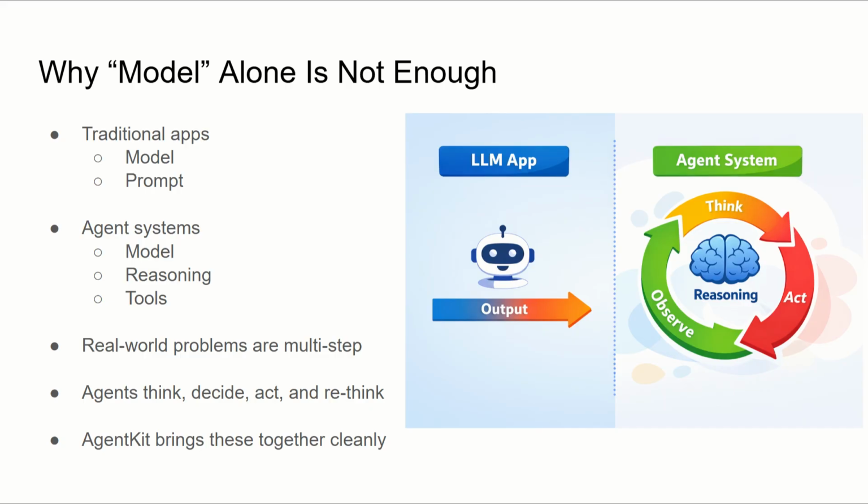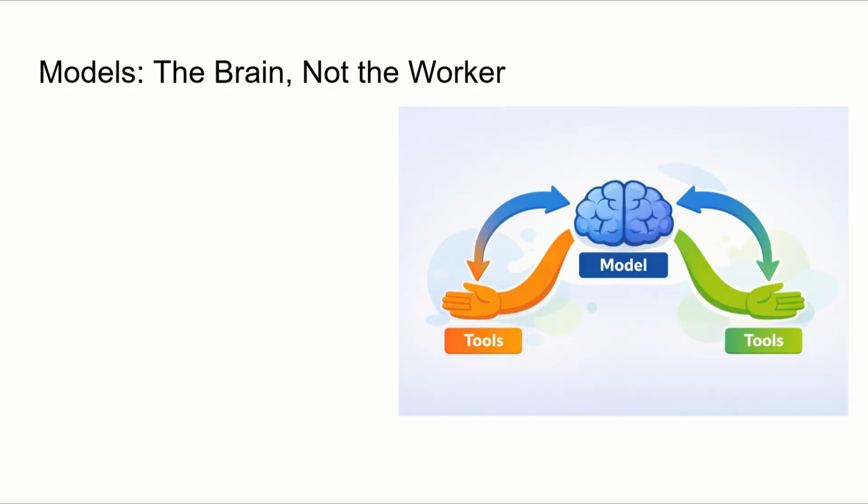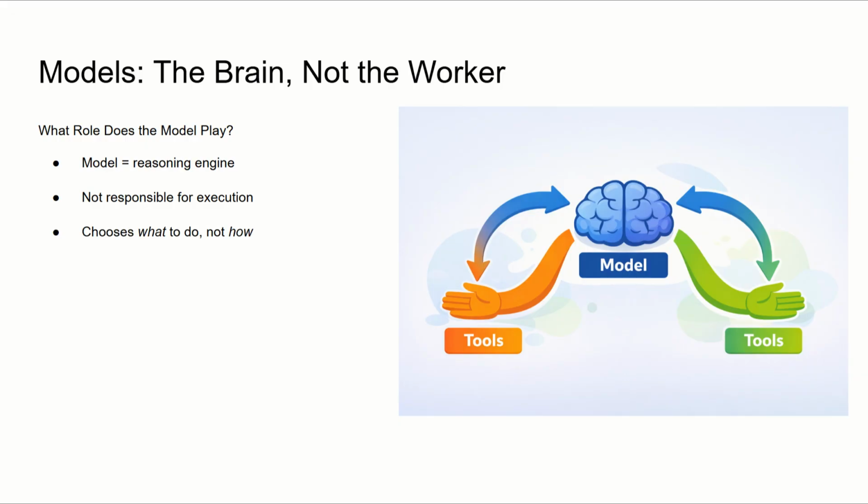One of the most important ideas in agent architecture is the model is the brain, not the worker. In AgentKit, the model's primary role is reasoning. It understands the problem, it evaluates options, it decides what should happen next. What it does not do is execution. It does not directly call databases, it does not directly hit APIs, and it does not perform calculations itself. Instead, the model chooses what needs to be done, not how it is done.